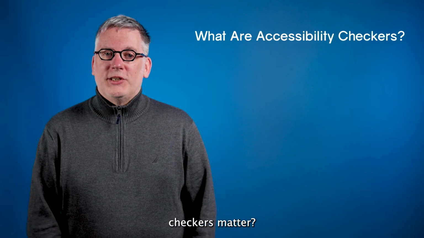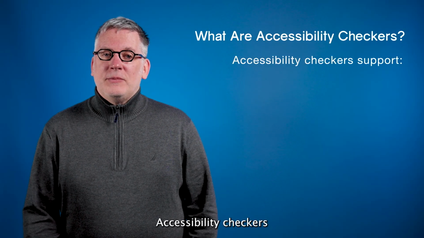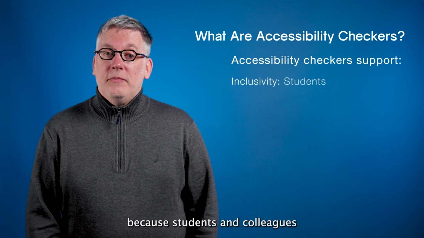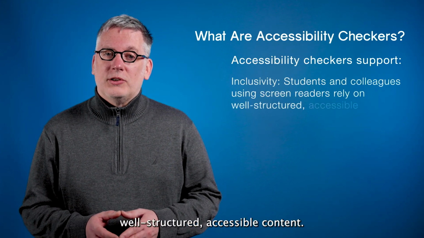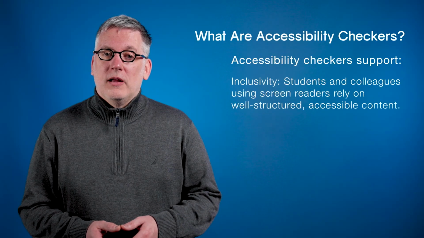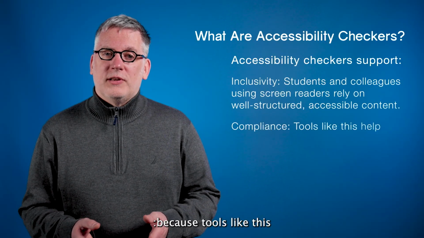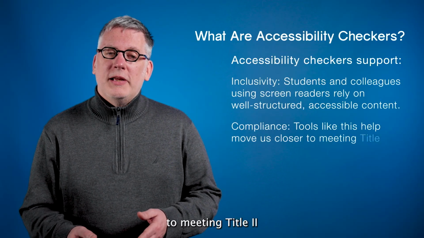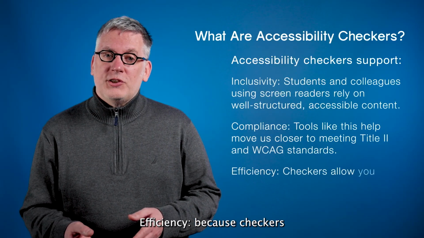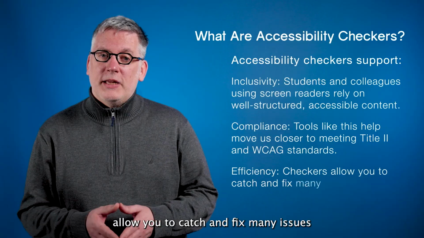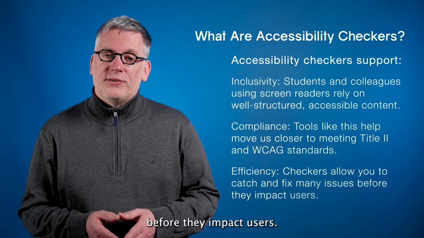Why do accessibility checkers matter? Accessibility checkers support inclusivity because students and colleagues using screen readers rely on well-structured, accessible content. Compliance, because tools like this help us move closer to meeting Title II and WCAG standards. And efficiency, because checkers allow you to catch and fix many issues before they impact users.